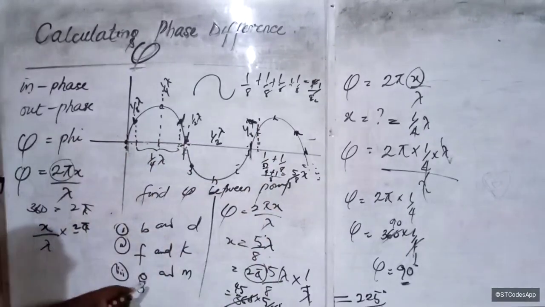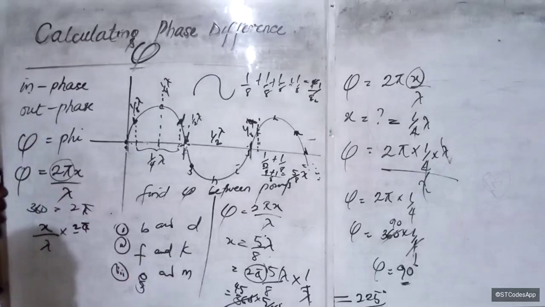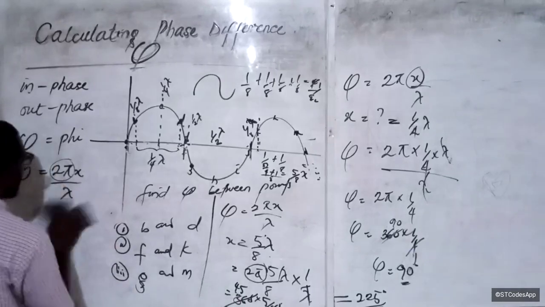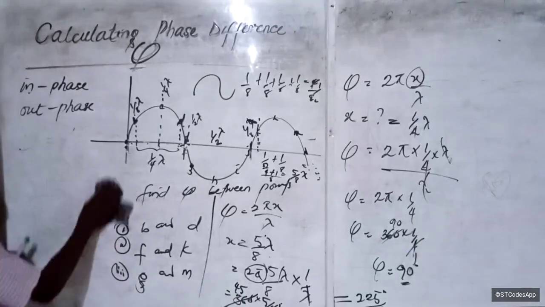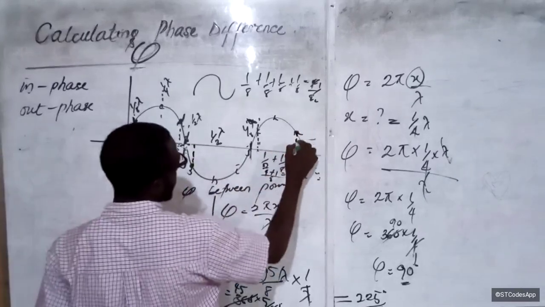Now let's do the last one. For this last one, I'm going to use the same method, but I will now show the second method using the same questions. So let's do G and M here. What's the distance between G and M? Where is G? You have G here. And where is M? M is here.